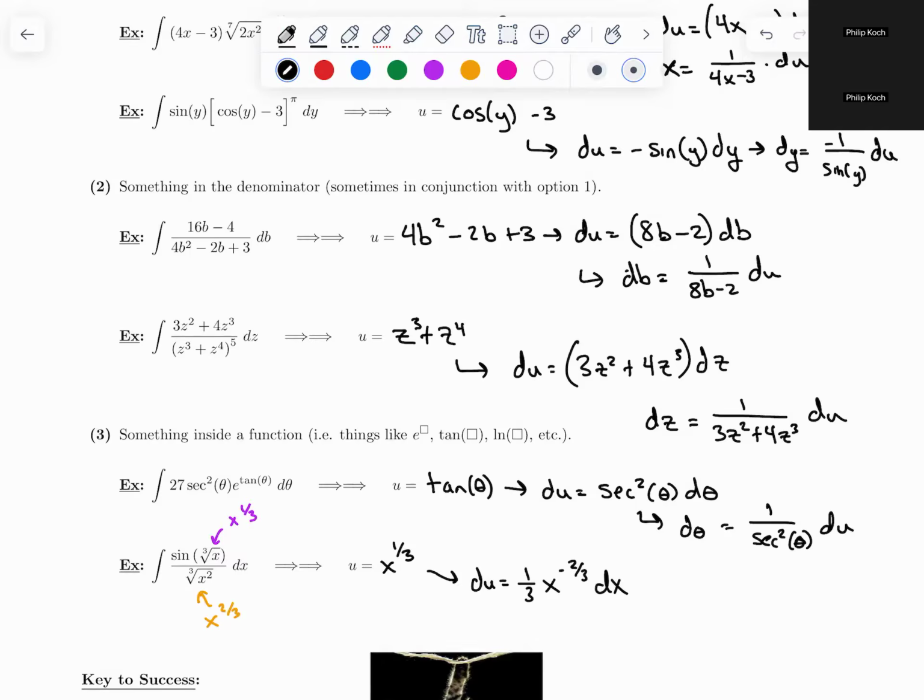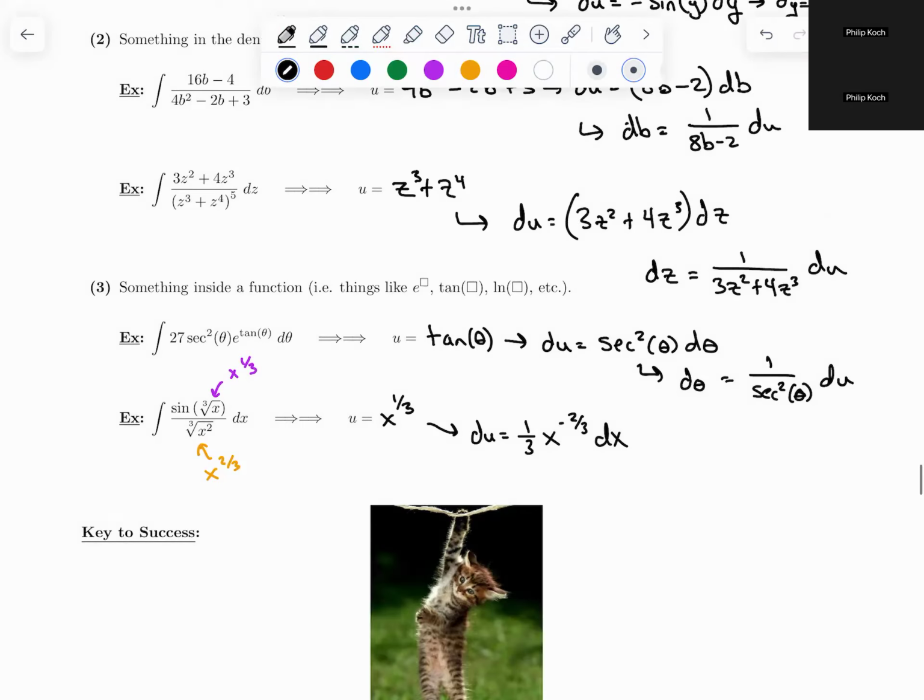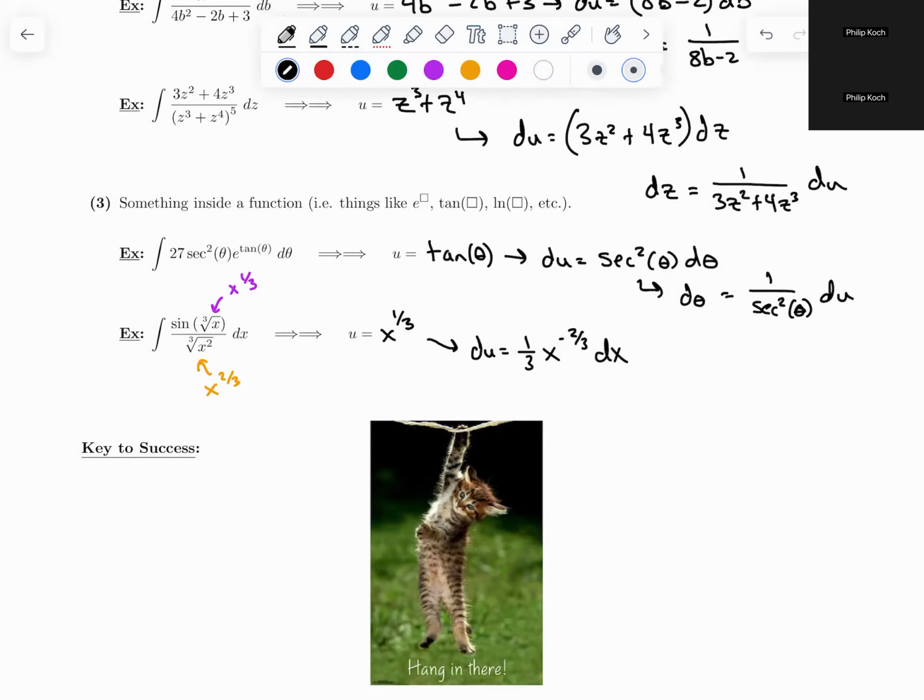Yes, I'm aware, even though it hasn't showed up yet. And we'll talk about the image there in just a moment. It's a very, very important one. But anyways, you can write this. That means that dx is equal to 3 over x to the negative 2/3 du.